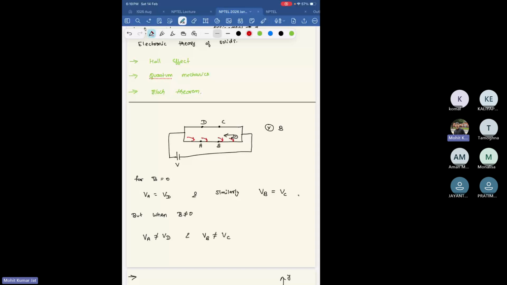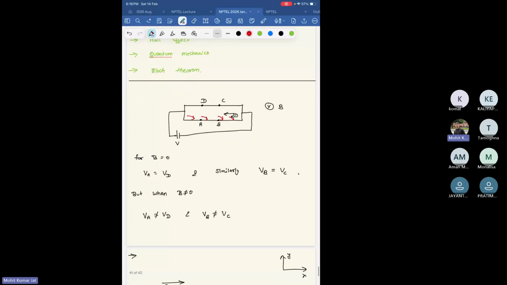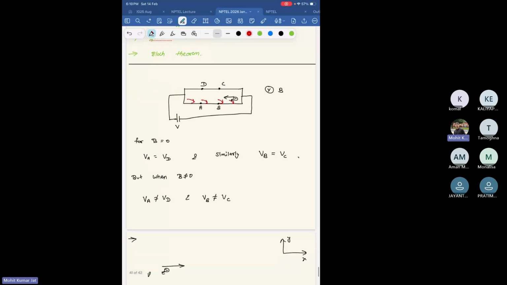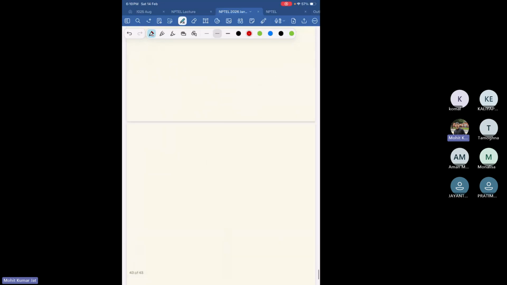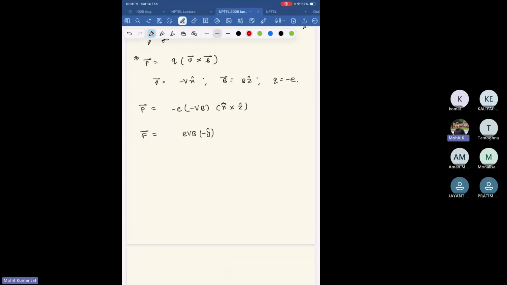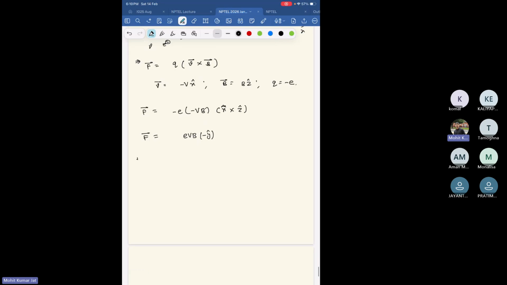If they accumulate on this edge, AB edge, then the potential on the AB side will be different from the potential on the CD edge, and that's where the transverse voltage comes in. This is well discussed in the class already. And the important point to note is that even if the charge of the particle changes, let's say now a hole is there instead of electron, with charge plus e instead of minus e. Now the charge is plus e.